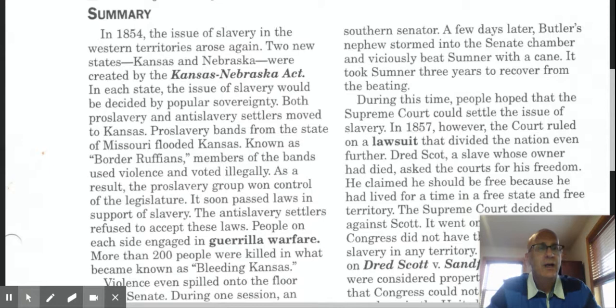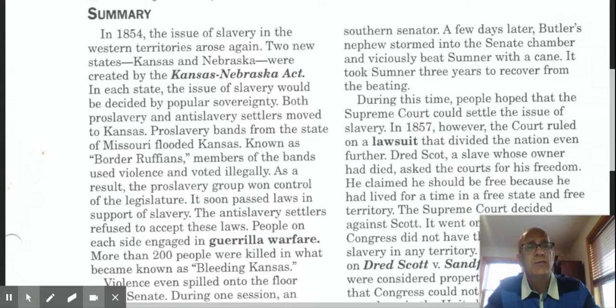Also during this time, people hoped that the Supreme Court could settle the issue of slavery. In 1857, however, the court ruled on a lawsuit that divided the nation even further. This is going to be one of the most infamous, meaning famous, but not for the best of reasons.